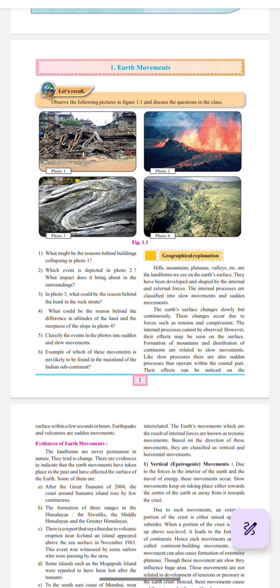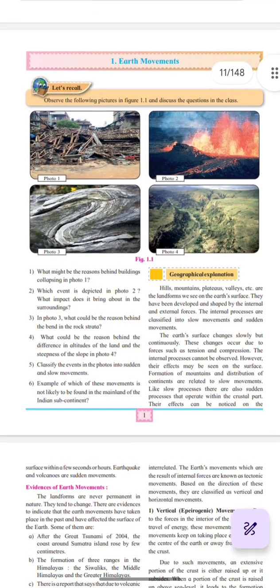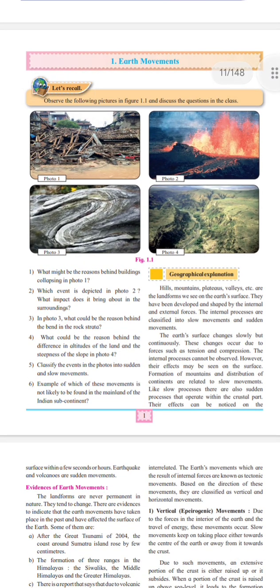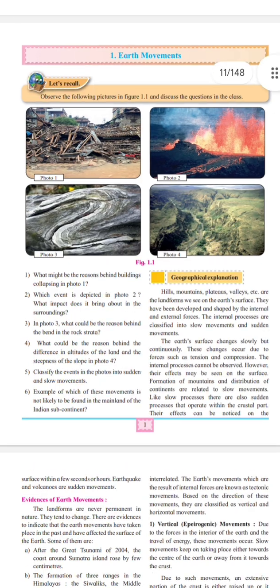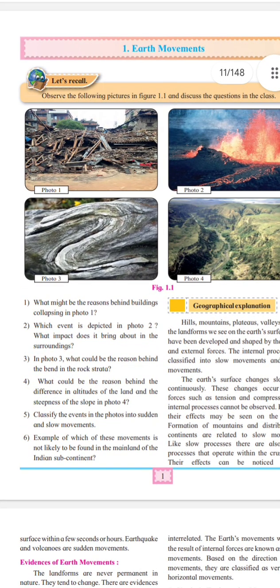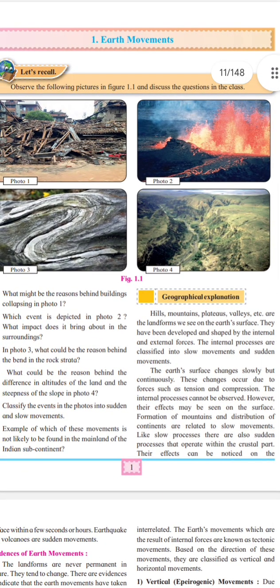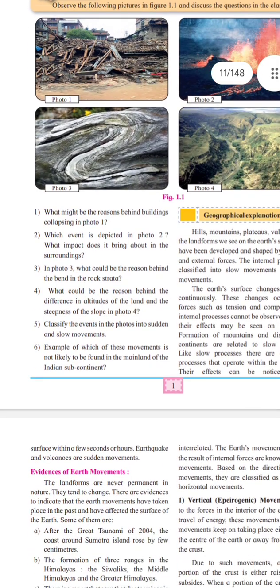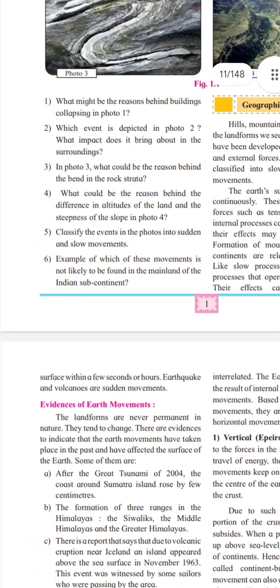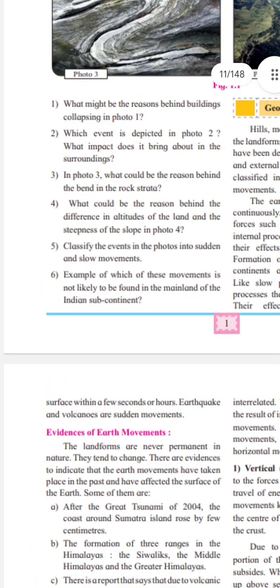Today we are going to start with class 11th Geography chapter 1 Earth Movements. So you can see here four pictures. Observe this, and based on that there are a few questions listed below that we have to answer. You can see the first photo is of an earthquake, the second is of a volcano and rupture and all. Now you can see the questions here.